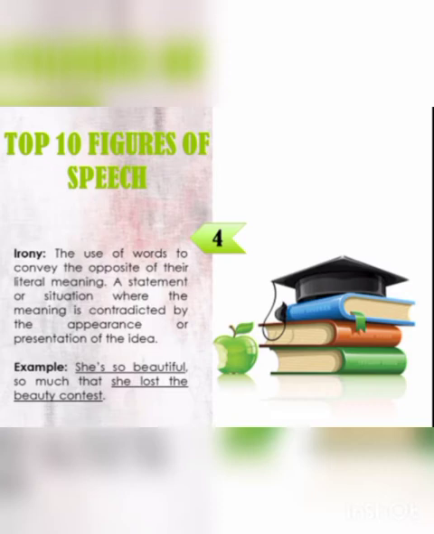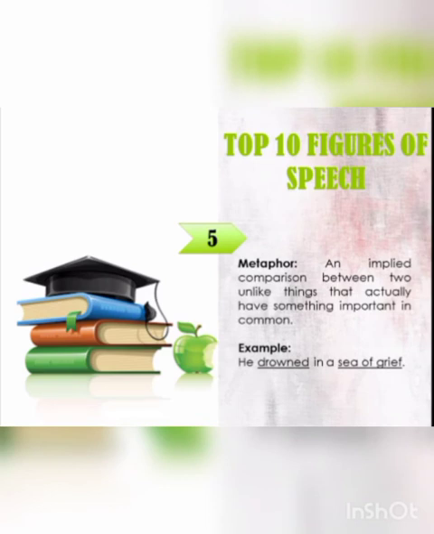It is ironic because even though she is the most beautiful candidate in the contest, still, she was not able to grab the crown. Why is that so? Well, I guess she doesn't have the brains. Number 5. Metaphor. It is an implied comparison between two dissimilar things that have something in common. Here's an example. "He drowned in a sea of grief." In this sentence, grief is so overwhelming that the person feels helpless, like they're being pulled underwater.